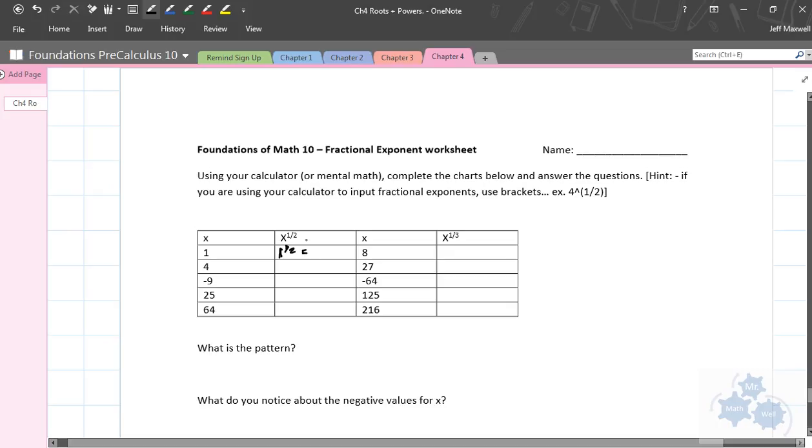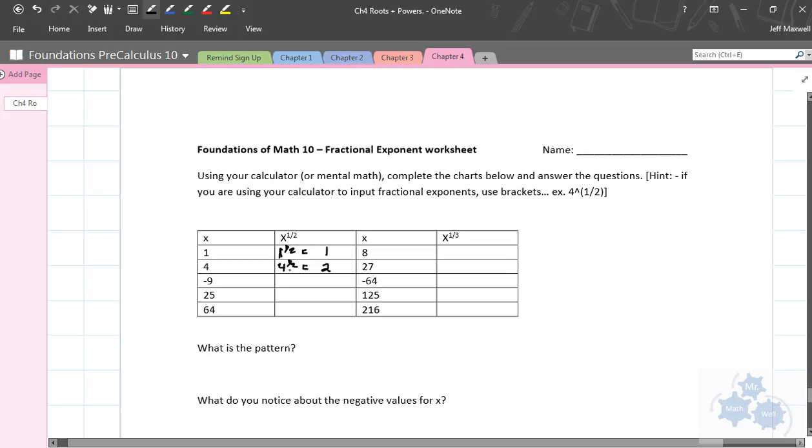Okay, so what did you get for an answer? 1 to the power of 1/2. What did you get? 1. Very good. That is correct. 4 to the power of 1/2 is 2. Very good. Now, negative 9.